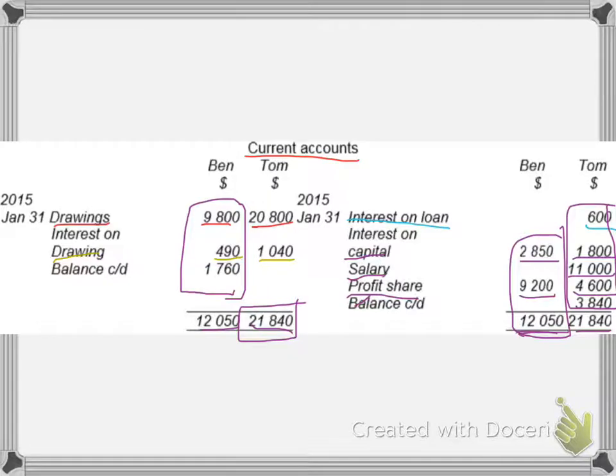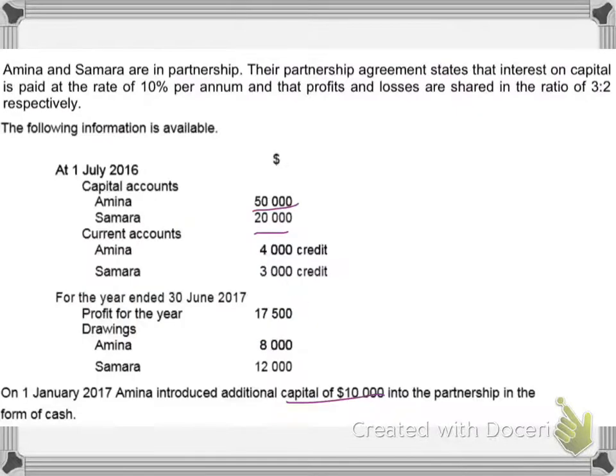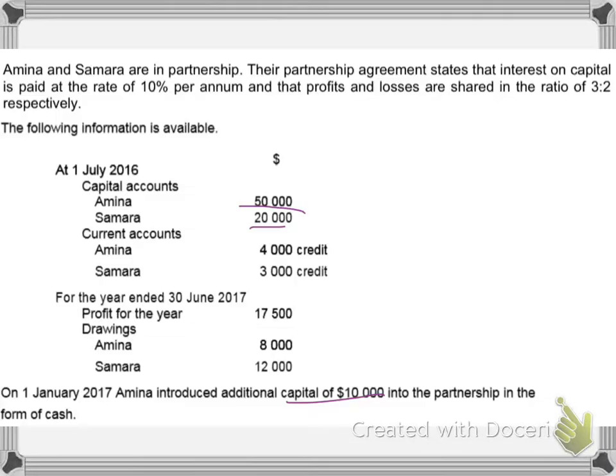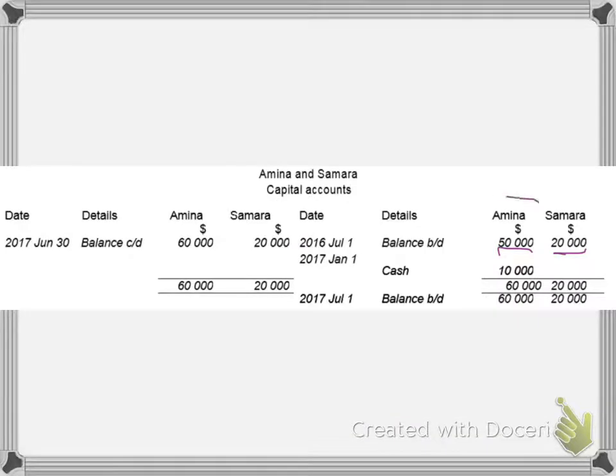Now let's see a capital account. Now this is a different question for capital account. So in capital accounts we just need to record the capital amounts. Here they've already given the capital accounts. Okay, so first we record the balance brought down. So we can record 50,000 and 20,000, Amina and Samara. So 50,000, 20,000. Then here they've also introduced additional capital of 10,000, and since it's capital it needs to be recorded, and this is Amina's account. So on Amina's side we write 10,000.